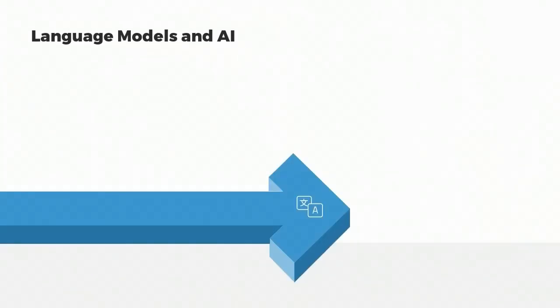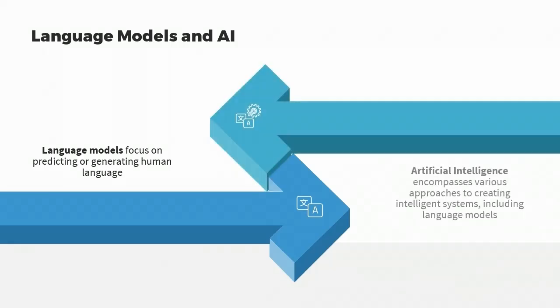Let's briefly explore the history of AI language models. Language models are a type of AI that focus on predicting or generating human language, whereas AI is a broader term that encompasses various approaches to creating intelligent systems, of which language models is but one example.